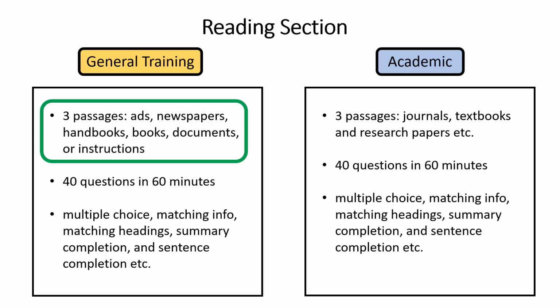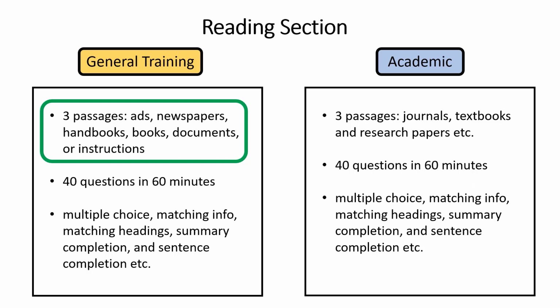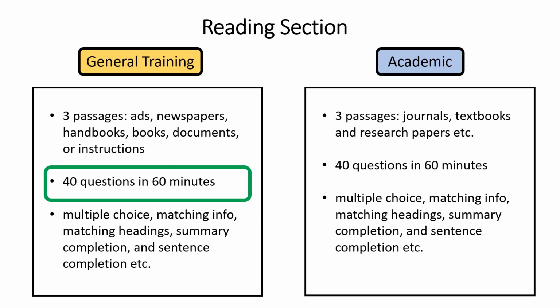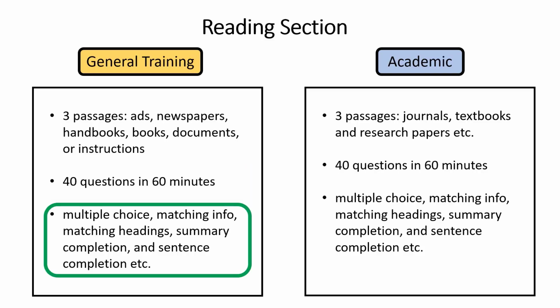Let's talk about the reading section. The passages in the IELTS General reading section are taken from sources that you might encounter in your daily life, such as advertisements, newspapers, company handbooks, books, official documents, or instructions. The section includes 3 passages. You'll be required to answer 40 questions related to the content of the passages in 60 minutes. And the questions in the IELTS General Reading section may include multiple choice, matching information, matching headings, summary completion, sentence completion, etc. This is not the only type of questions you're going to get.